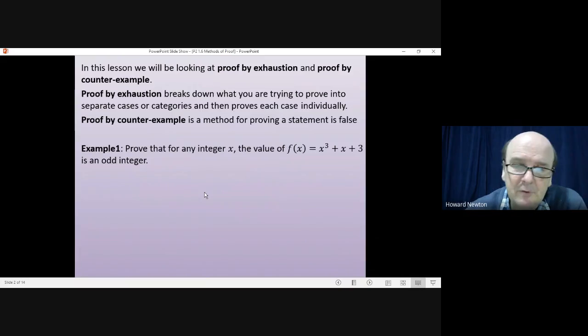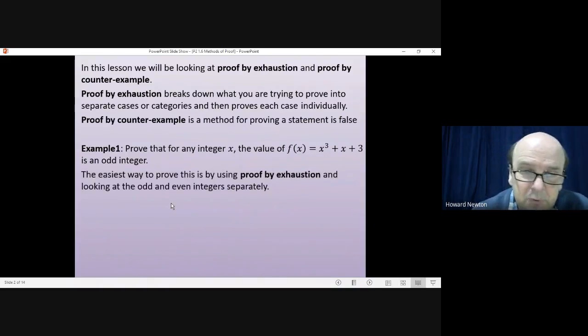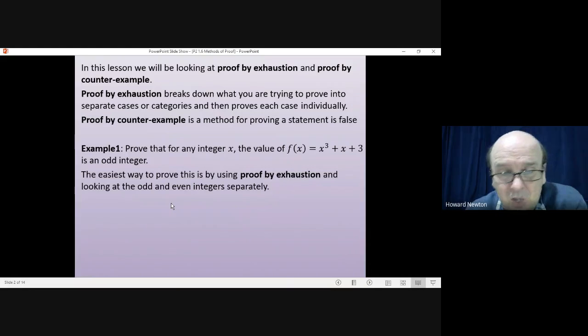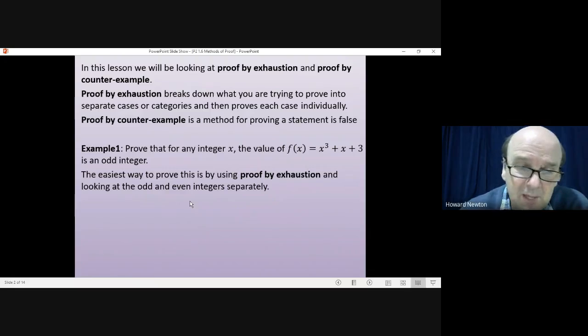Example 1. Prove that for any integer x, the value of f of x equals x cubed plus x plus 3 is an odd integer. Now, the easiest way to prove this is by using proof by exhaustion and looking at the odd and the even integers separately. The way we do that involves a very important method, and a method which is used frequently on this type of question.